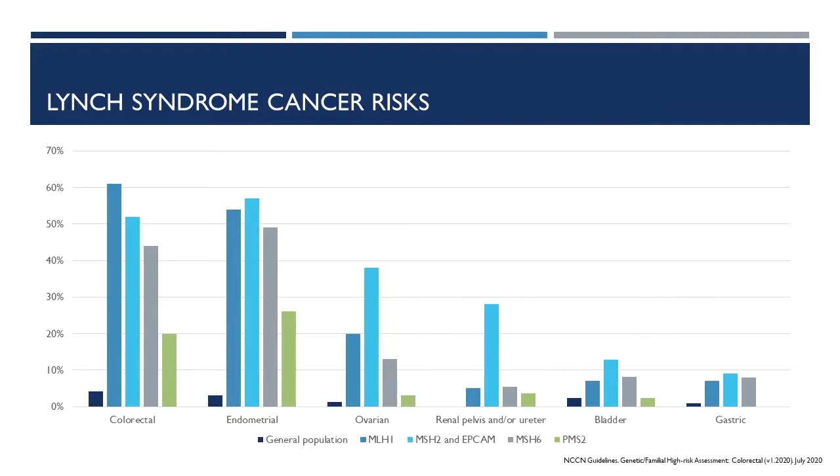The risks for endometrial cancer range from 21 to 57% in MSH2 and EpCAM mutation carriers, with an average age of presentation between 47 to 48 years, to 13 to 26% in PMS2 mutation carriers, with an average age of onset between 49 to 50 years. We also see increased risk for other GI and GU cancers, as well as brain tumors.